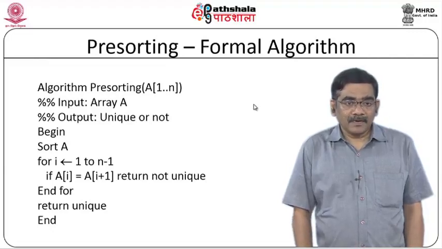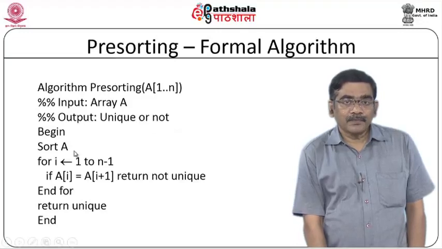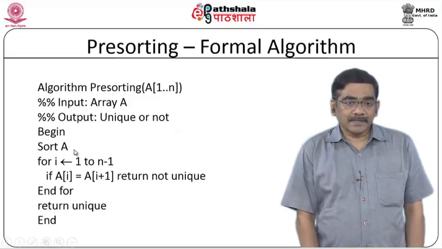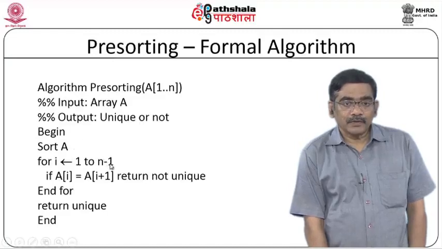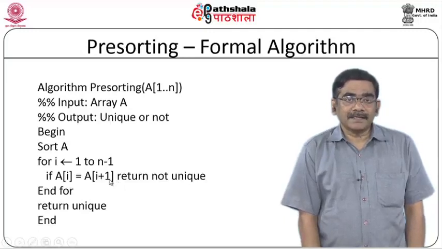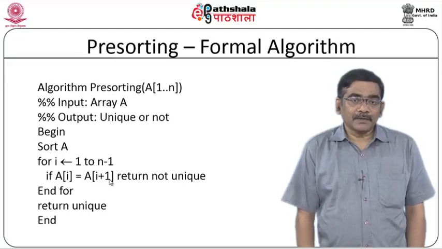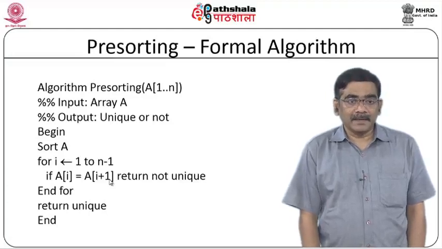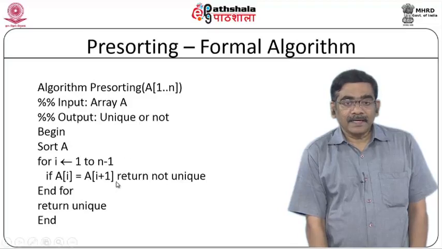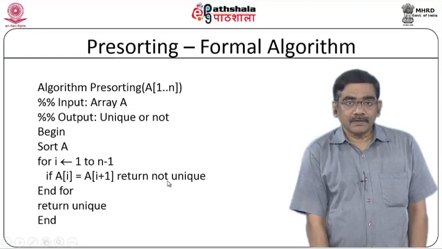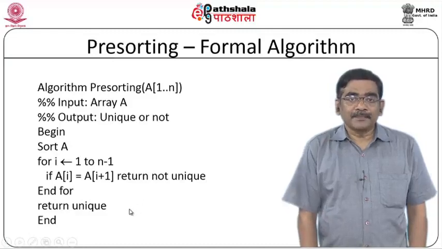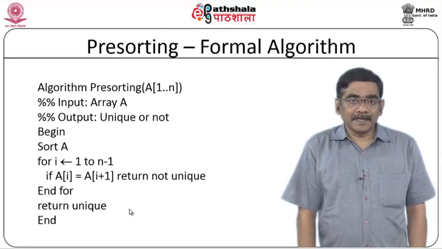In the first step of the algorithm, I am going to sort the list, then I am starting one loop from 1 to n minus 1, and since the elements are sorted, all I am going to do is check only the neighboring elements. If the neighboring elements are the same, then we are going to send the message that the elements are not unique, otherwise we are going to say that the elements are unique. So, this is the pre-sorting algorithm for checking the duplicates.